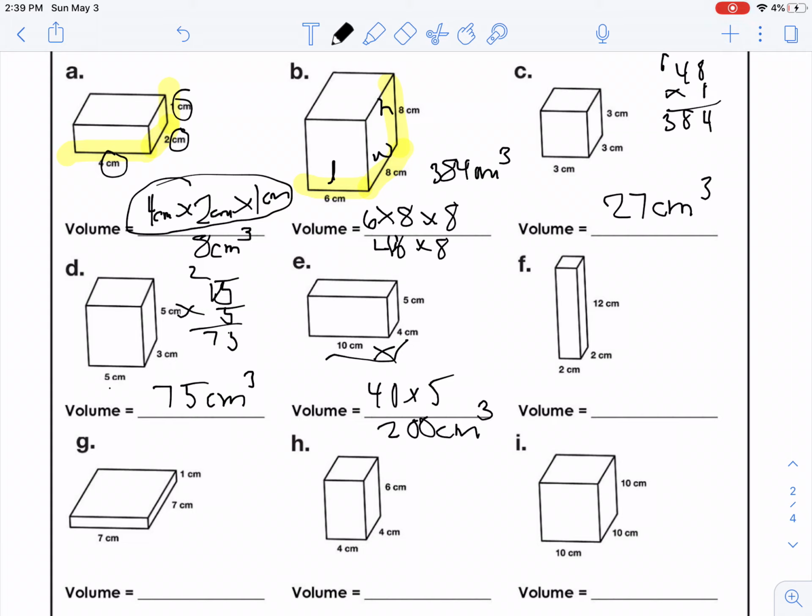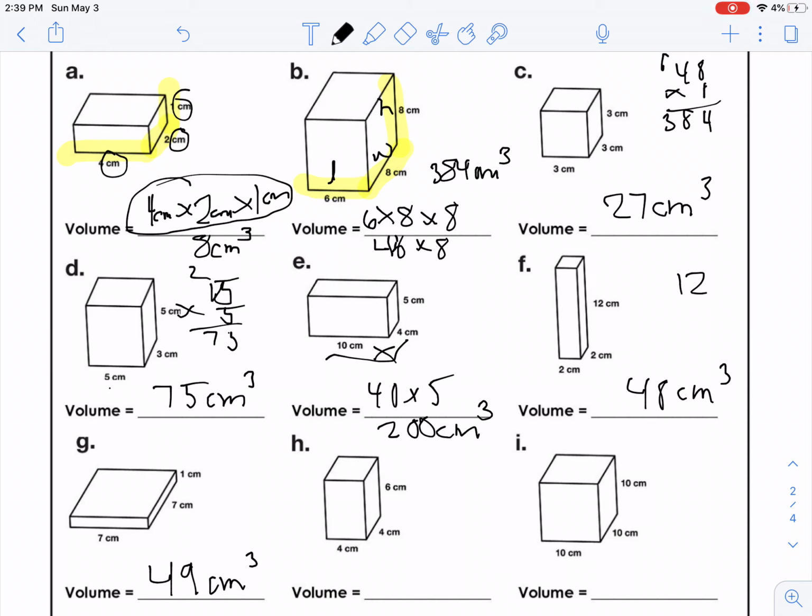centimeters cubed. 2 times 2 is 4. 4 times 12 is 48 centimeters cubed. 7 times 7 is 49. Times 1 is 49. 49 centimeters cubed.